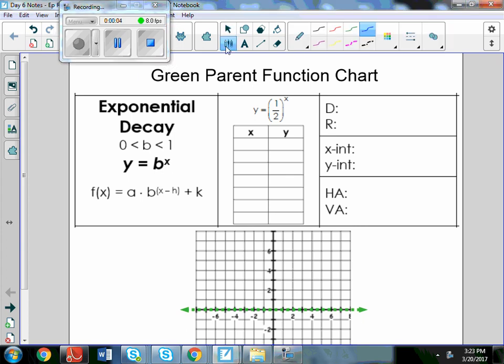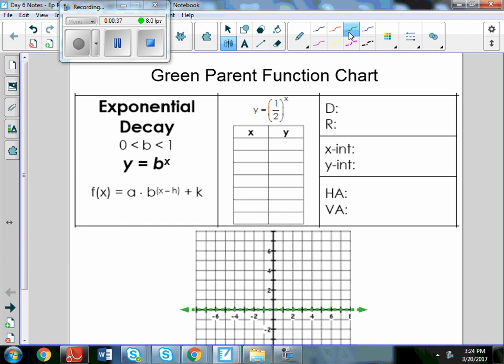Okay, so on your green parent function sheet, we already looked at 2 to the power of x, which was growth. Today we're going to look at exponential decay, where we're going to use the base 1/2 to the power of x. So exponential decay is anytime you have a b value that's less than 1. So between 0 and 1, it's not going to be negative, but it's going to be a fraction or a decimal, less than 100%.